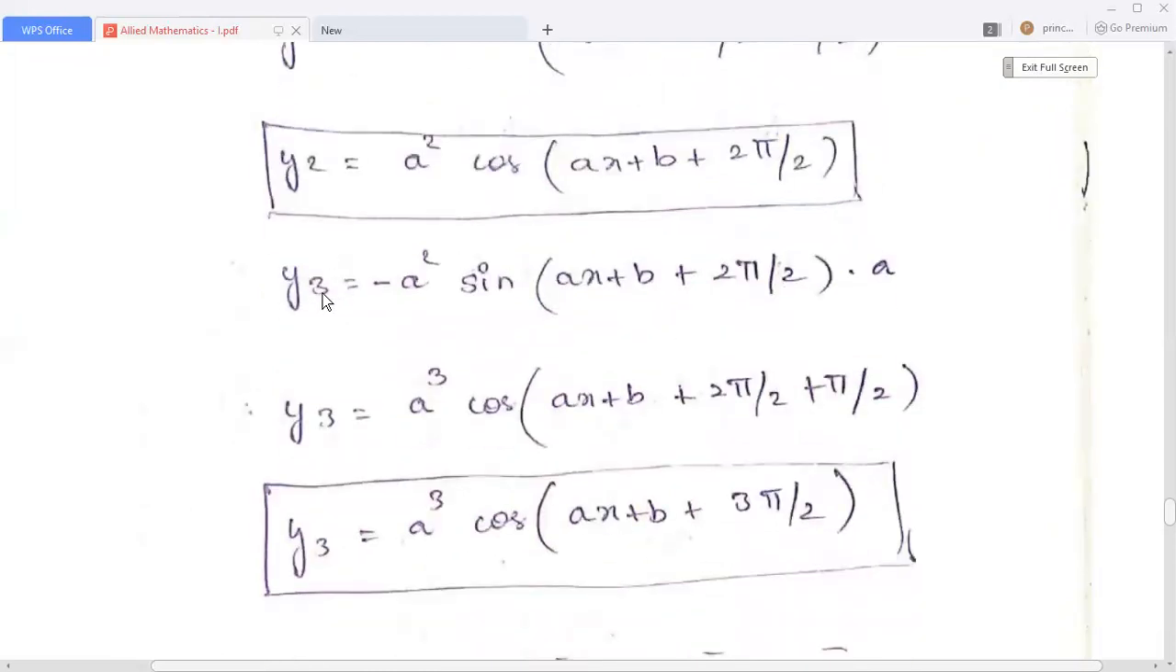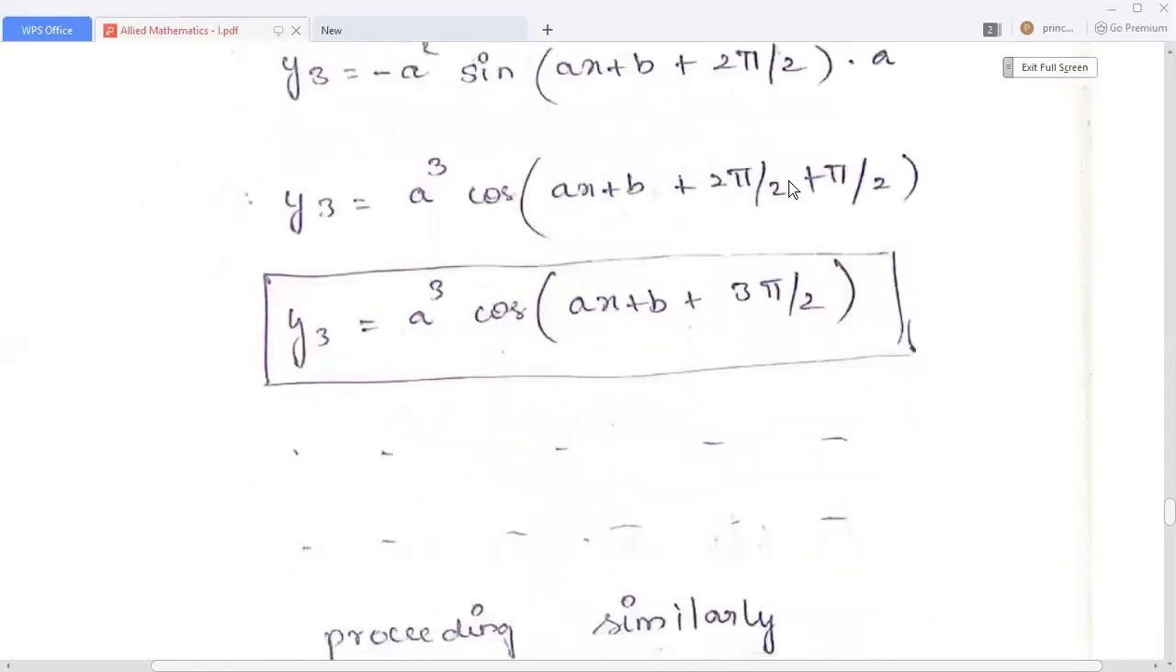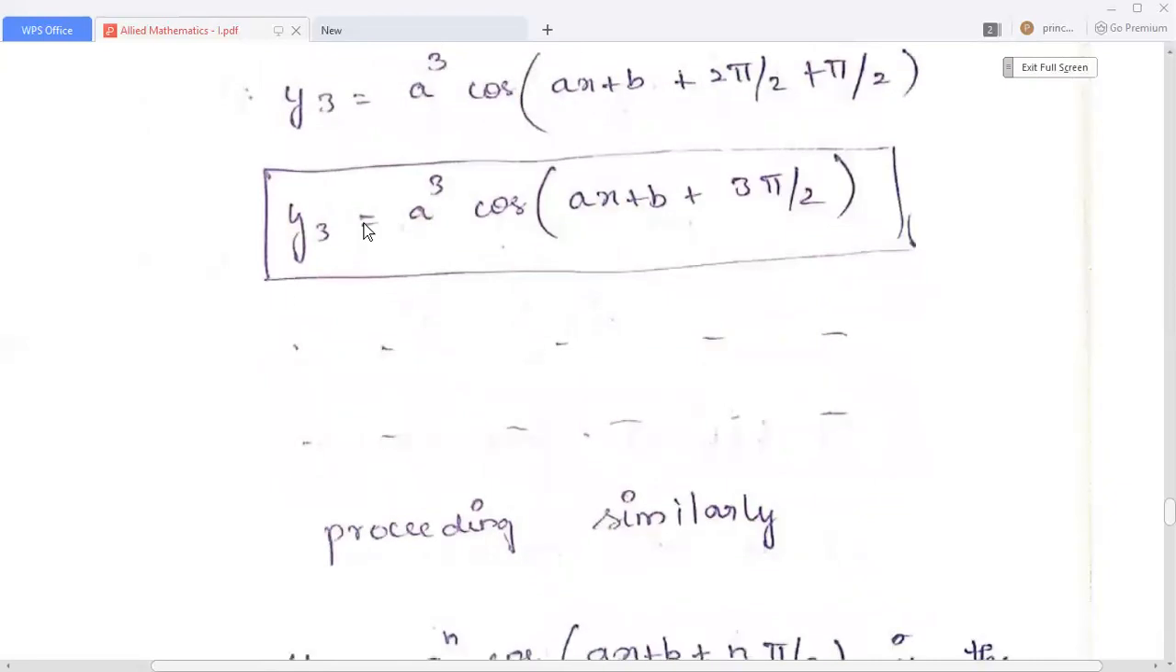Similarly, we calculate y3. So y3 is equal to, when you differentiate cos, we get minus sine, minus sine into a square, of ax plus b plus 2 pi by 2, into a. Again, this minus sine can be written in terms of cos. Therefore, this y3 equal to a cube. Here the minus sine expression can be written as cos of ax plus b plus 2 pi by 2 plus add one pi by 2. So 2 pi by 2 plus pi by 2, that is 3 pi by 2. So this is y3. So y3 equal to a cube into cos of ax plus b plus 3 pi by 2.